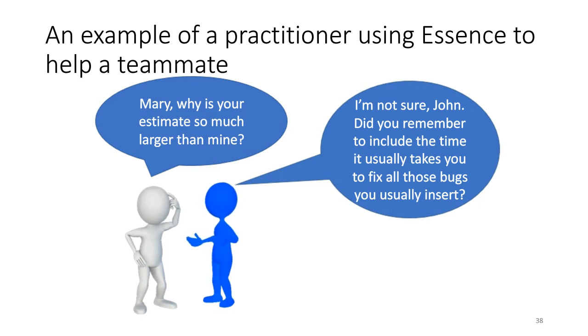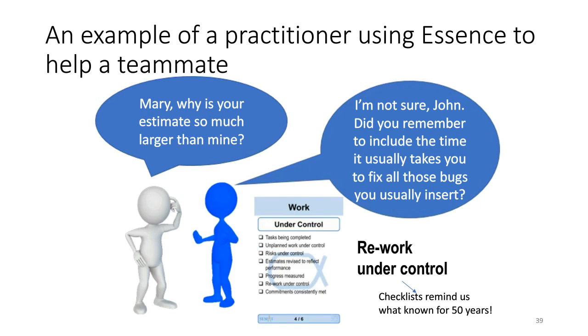Notice the checklist reminder on the essence card with respect to rework. This is a simple example of how an essence checklist can act as a reminder of something we have known for 50 years. That is, bugs and rework always happen, and the time that it takes to fix them needs to be part of an estimate. Now, please note that I'm only giving you one simple example here of a checklist related to estimation. Estimation is something that every software professional needs to know.